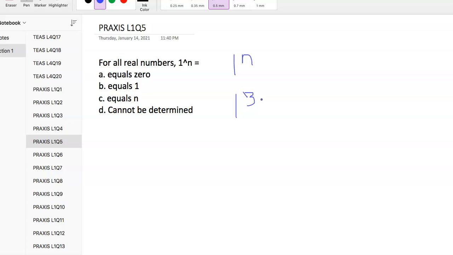Whoops, that's a 3. 1 to the third. So 1 times 1 times 1 equals 1, right? What about 1 to the 7th? We just multiply 1 by itself 7 times rather than 3. And it doesn't matter if this was a 7 or if it was 70 or if it was 700, that answer is always going to be 1. And so we can choose that guy right there.